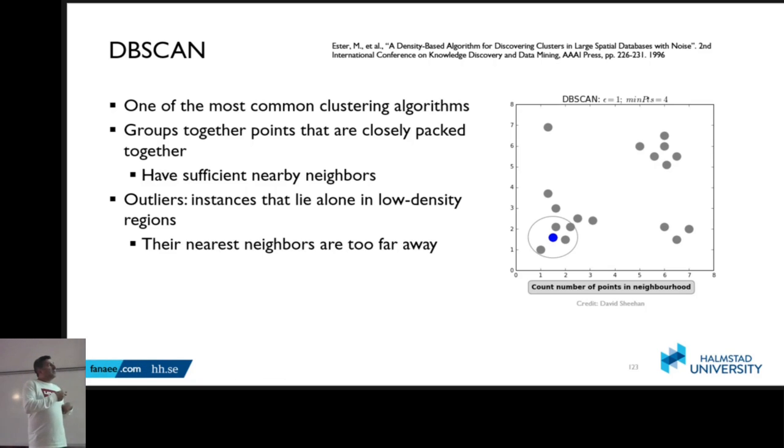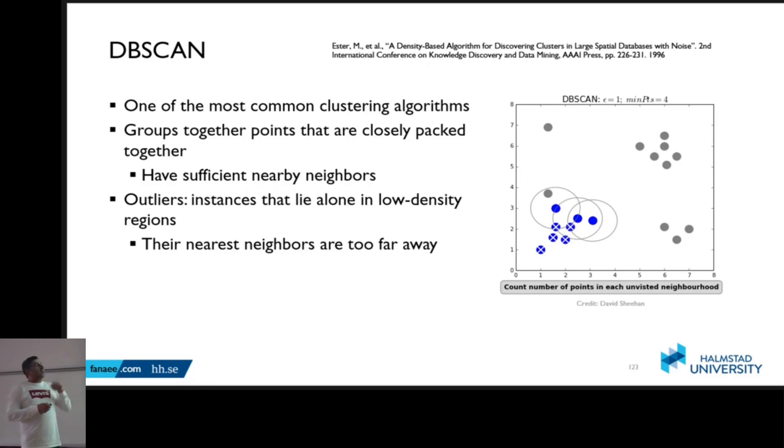So if this condition is met, then I create a cluster with this. Now I have 5 members in the cluster. Then I do the same procedure for each member of this cluster. I make a circle for each of these non-visited instances. And then if there are points, for instance for this one, you see there are 5 members. For this one, there are 5 members. So we add them to the cluster as well.